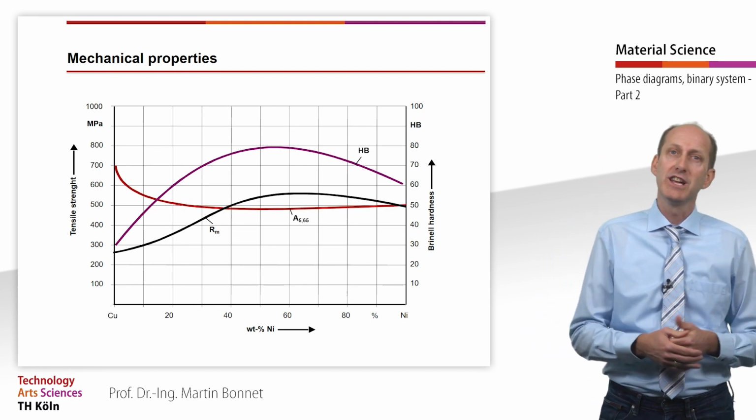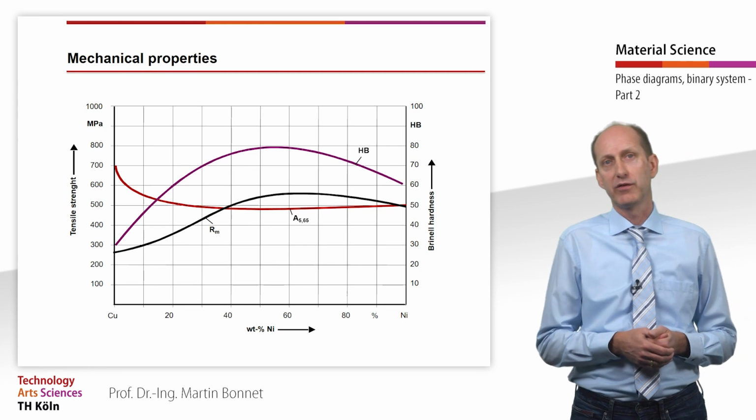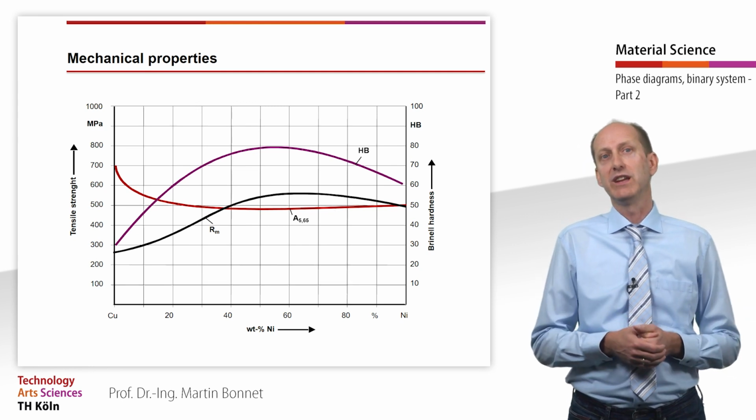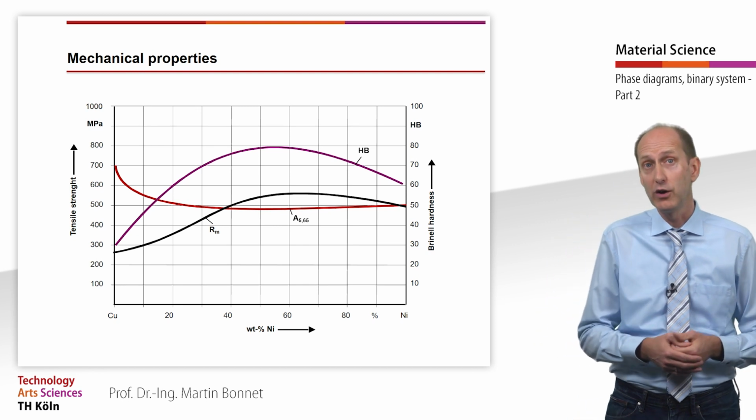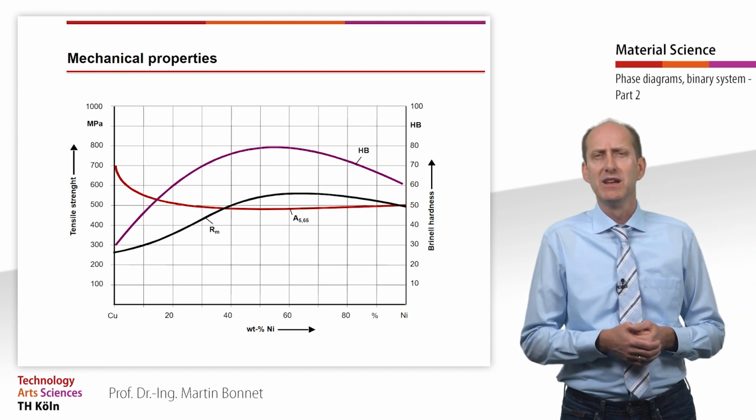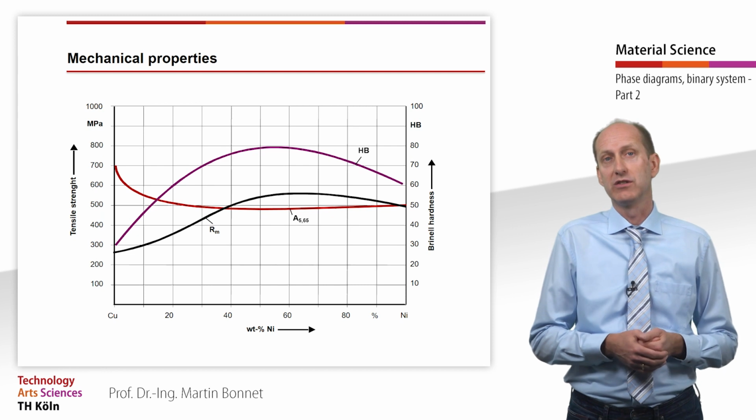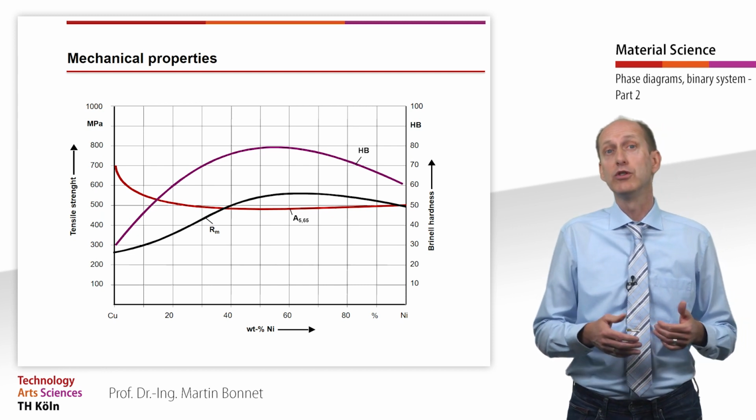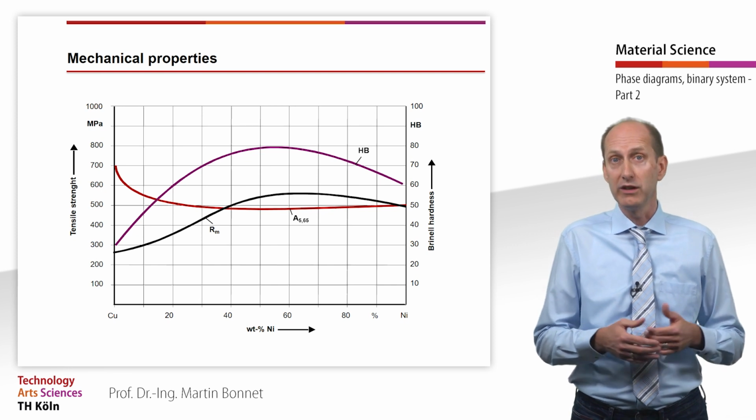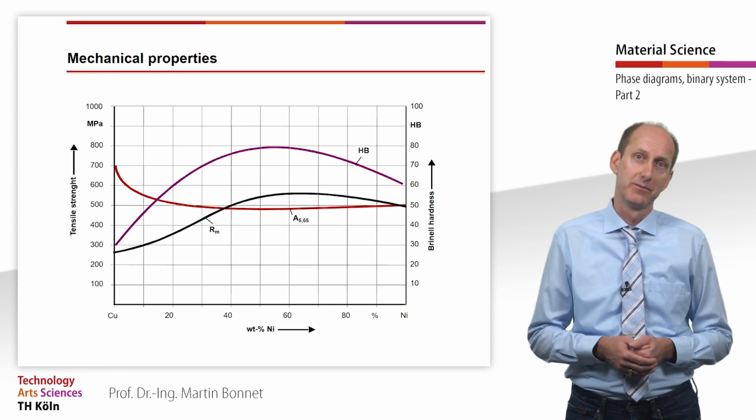Even if the elongation at break A 5.65 decreases with increasing lattice distortion, the increase in strength over solid solution hardening does not lead to such a drastic embrittlement as we have seen, for example, in cold work hardening due to the introduction of dislocations.